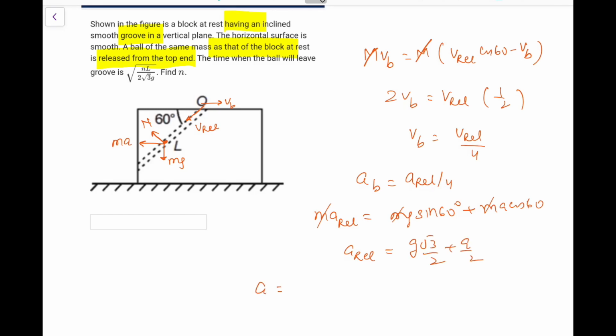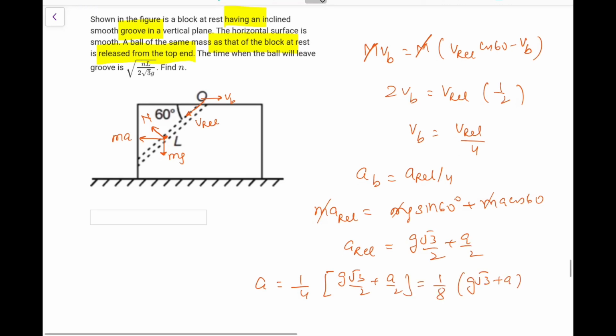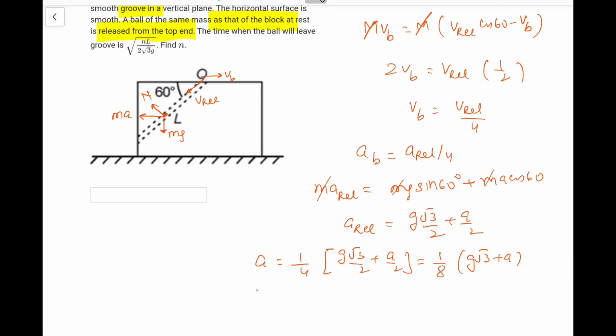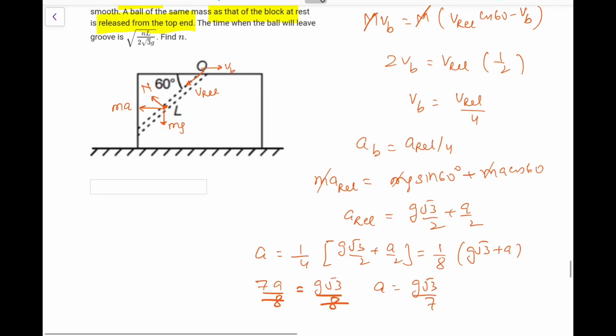And now we can say this a of block A would be equal to a relative by 4, that is 1 by 4 of g root 3 by 2 plus a by 2, so that is 1 by 8 into g root 3 plus a. So a minus a by 8, that is 7a by 8, is equal to g root 3 by 8. So a comes out as g root 3 by 7. The relative acceleration will now be 4 times of a, that is 4g root 3 by 7.